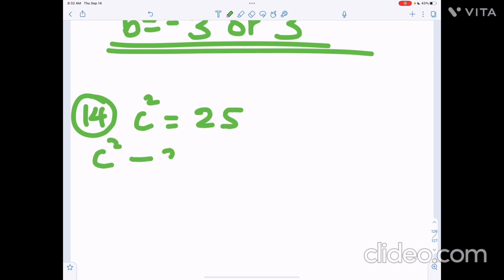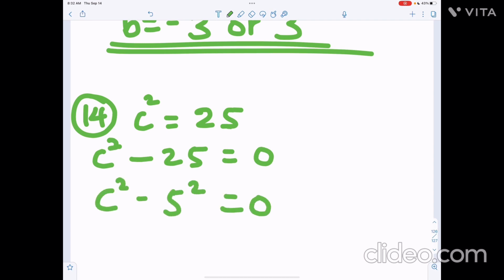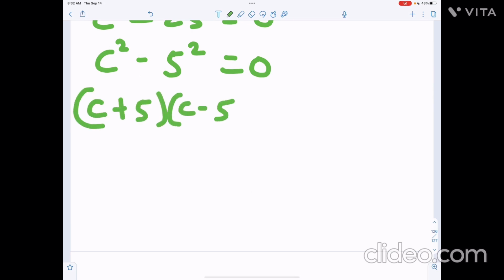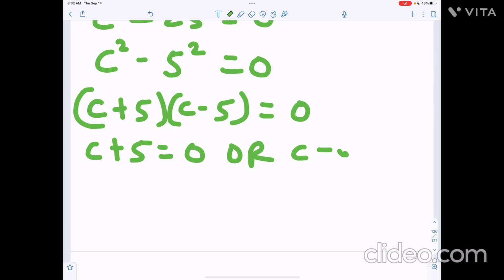Let's do it like this first. c squared minus 25 is 0. So c squared minus 5 squared is 0. This now becomes a difference of 2 squares. This is a square. This is also a square. So I'll change it to c plus 5, c minus 5 is equal to 0. That means c plus 5 is 0, or c minus 5 is 0.